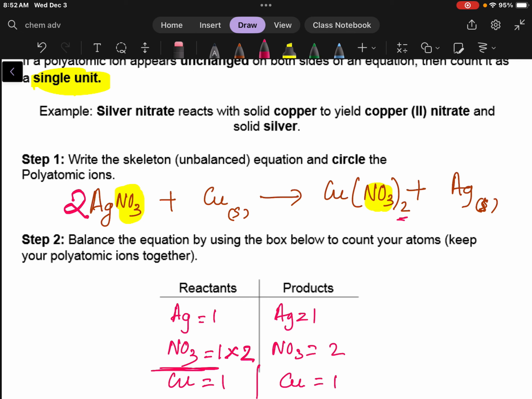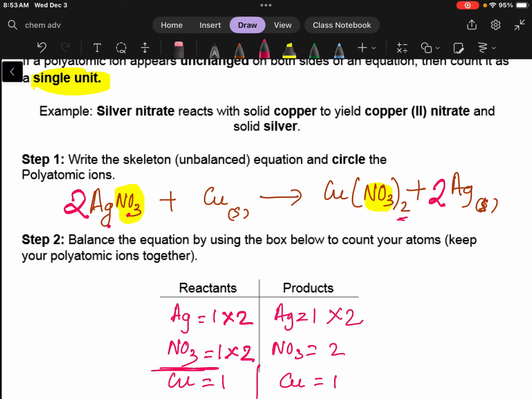That changed another atom which is connected to nitrate, which is Ag. Ag also automatically changed into 2. So here Ag is only 1. I need to make that into 2 by multiplying with the 2. Okay, so everything is balanced.